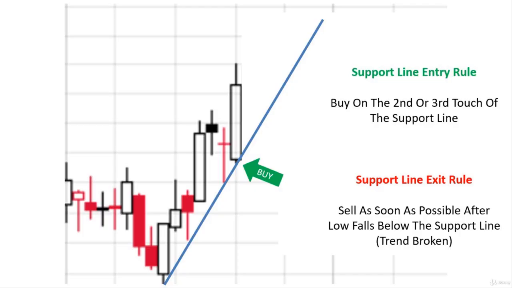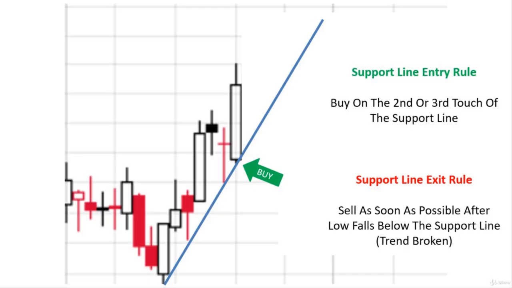And then when you want to exit, once that support line is broken, right? Sell as soon as possible after the low in the range falls below the support line. That means the trend is broken. You can see it's approached it, but it's gone past it. In terms of the classic support line entry and support line exit rule, you're basically selling as soon as it breaks that blue line. And what's happening here is you want to confirm that the trend really is forming, and that's why you're waiting for a second or third touch of the support line, because that establishes the trend more.